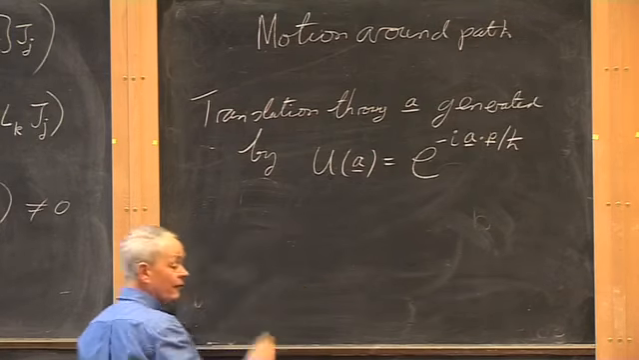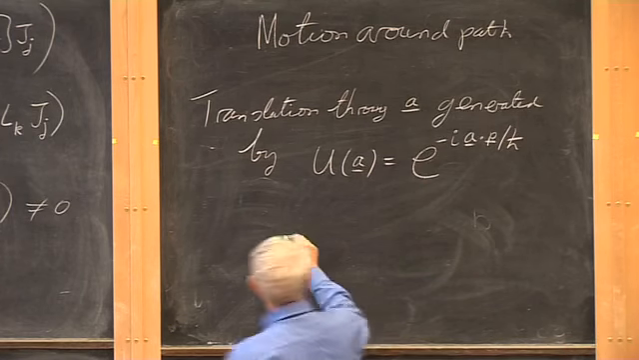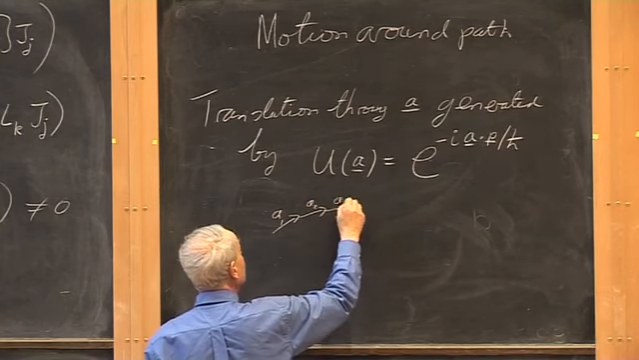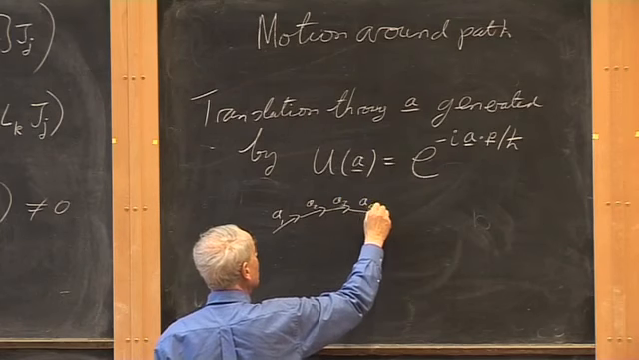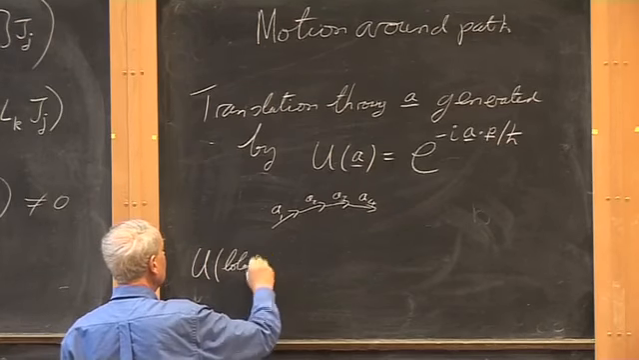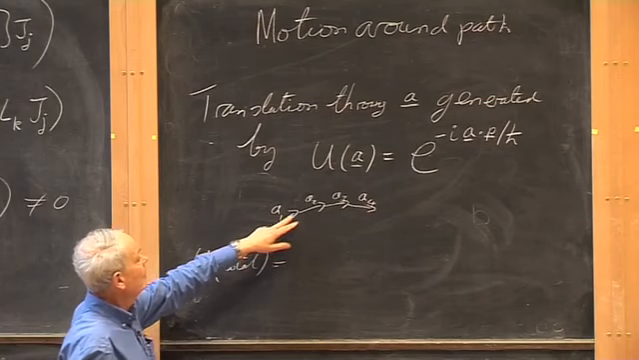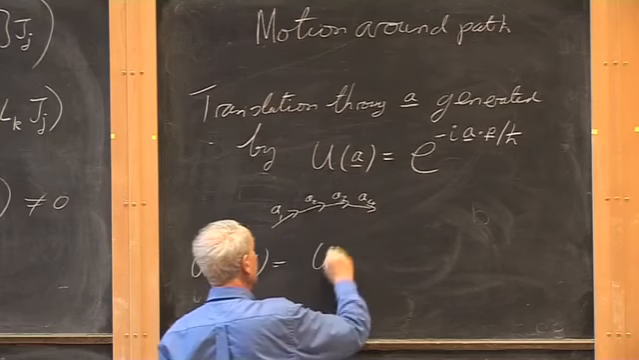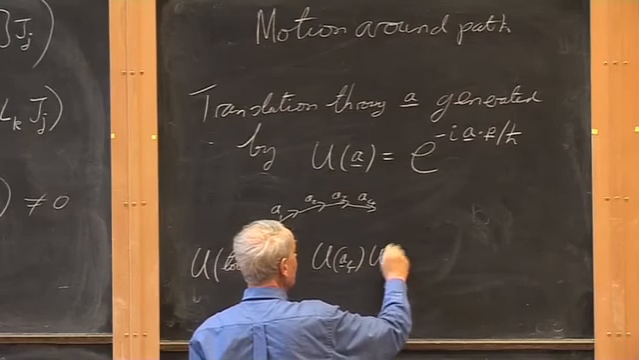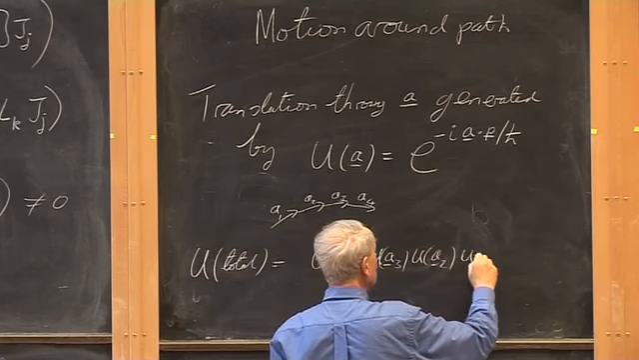So let's consider the following. Let's make a series of displacements. Here's A1, here's A2, here's A3, and so on. We're going to make a path by doing a series of displacements. Then U total is going to be the product of this displacement, this displacement, this displacement, and this displacement. So it's going to be U A4 operating on the result of using U A3, operating on the result of using U A2, U A1.